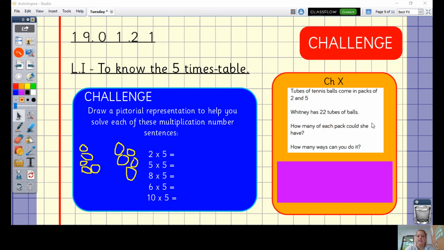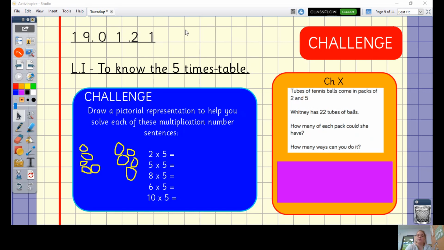Now, as your challenge expert today, I'm going to read the question to you. Tubes of tennis balls come in packs of 2 and 5. Whitney has 22 tubes of balls. How many of each pack could she have? So how many packs of 2 could she have to have 22 tubes? How many packs of 5 could she have to have 22 tubes? Okay, so do them separately.